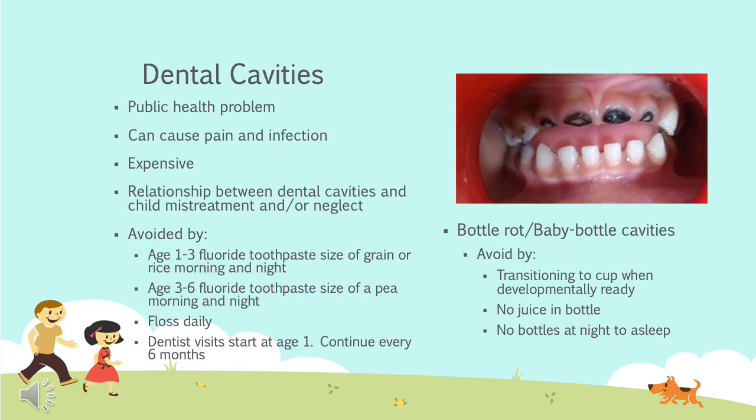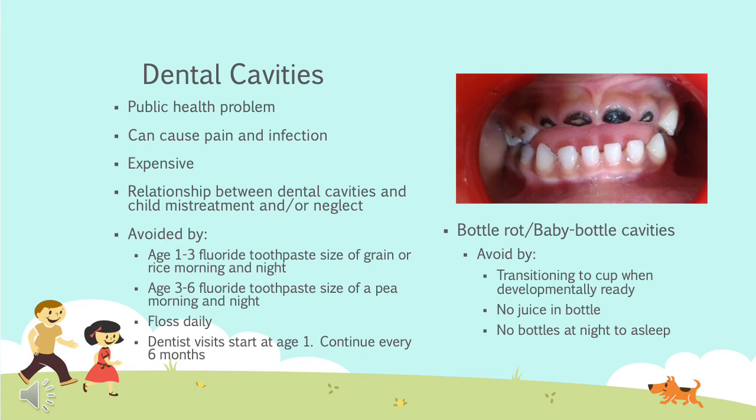So earlier in this lecture, I talked about how the preschooler can start to brush their own teeth. You want to be very careful about making sure that the parents are still there during the brushing, like I said, to observe for proper brushing. A public health problem is dental cavities. They can be extremely painful and cause infection. As you can see in this picture here, it's so sad. The teeth are black because they're rotted, and left untreated, again, extremely painful.